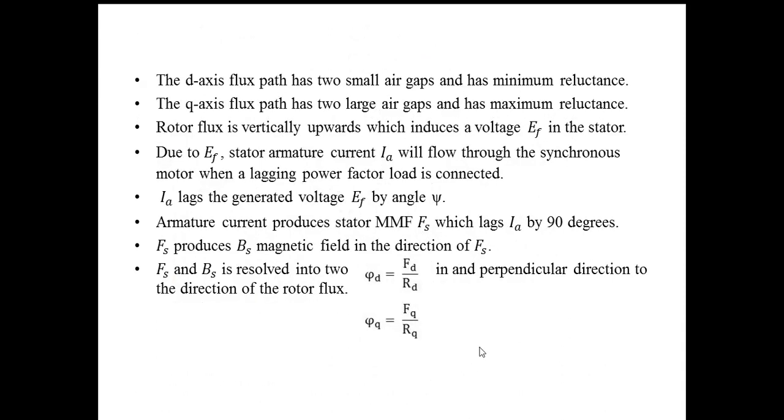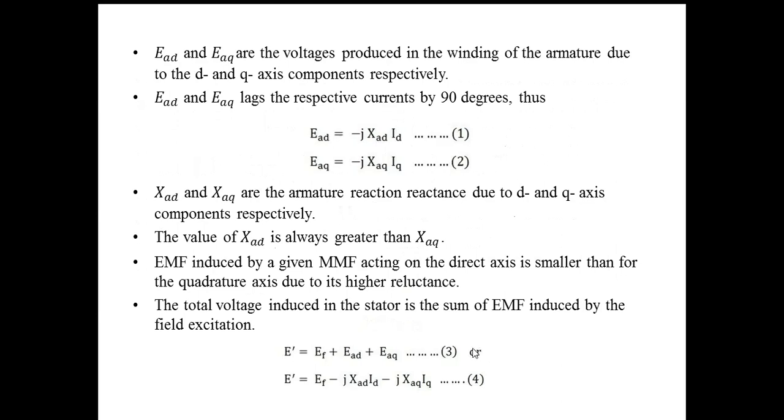This we have already studied. So XAD and XAQ are the armature reaction reactances due to the D and Q axis components respectively, where obviously the value of XAD is always greater than XAQ. XAD is nothing but reactance. Reactance is inversely proportional to the reluctance of the direct axis.